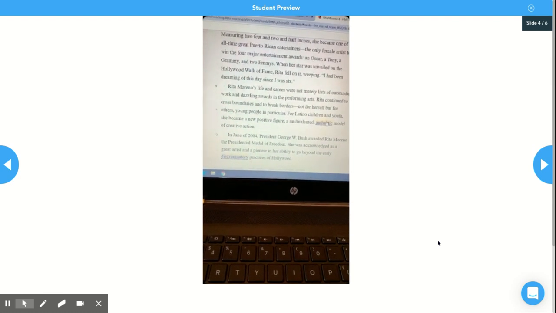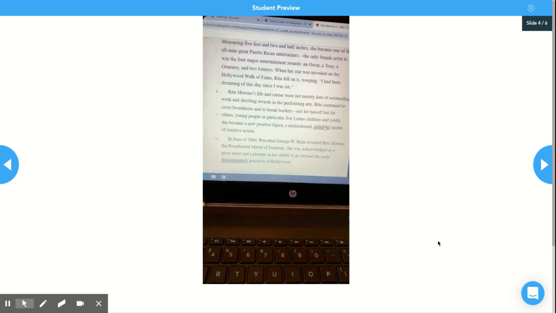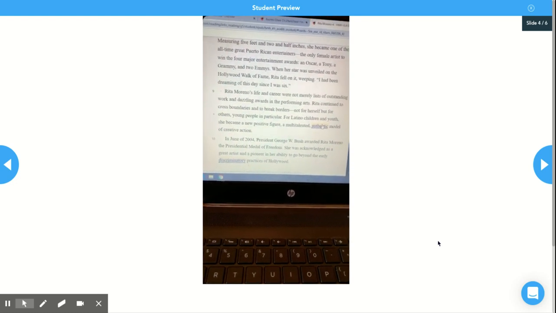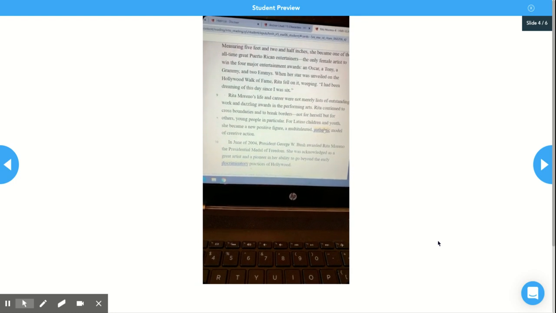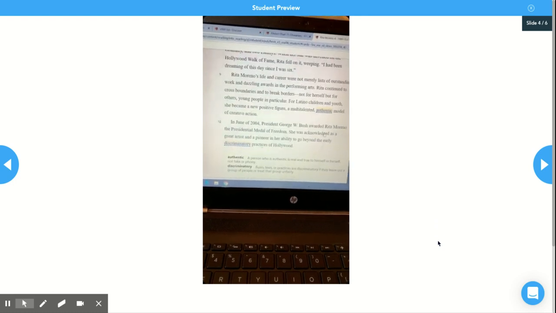In June of 2004, President George W. Bush awarded Rita Moreno the Presidential Medal of Freedom. She was acknowledged as a great artist and a pioneer in her ability to go beyond the early discriminatory practices of Hollywood.